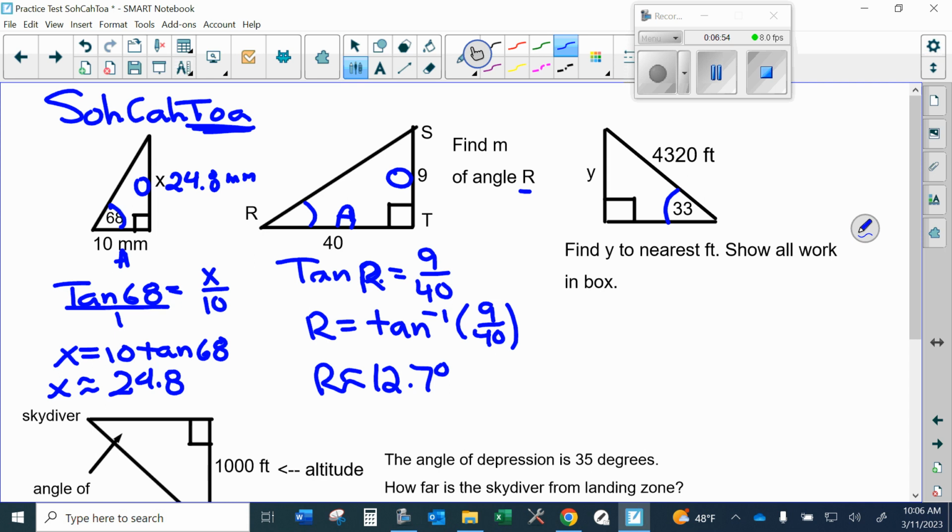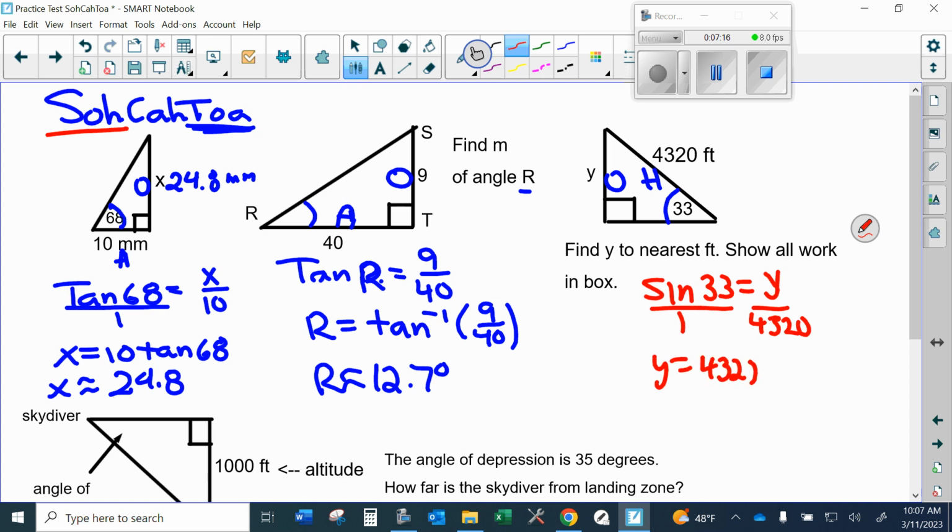There's my reference angle, opposite and hypotenuse. So it's O over H, sine. You got it right there, O over H, sine. So I have sine of 33 equals y over 4,320. Cross multiply, y equals 4,320 sine 33. That's the exact answer. And we're going to round to the nearest foot. Remember, that means the nearest whole number.